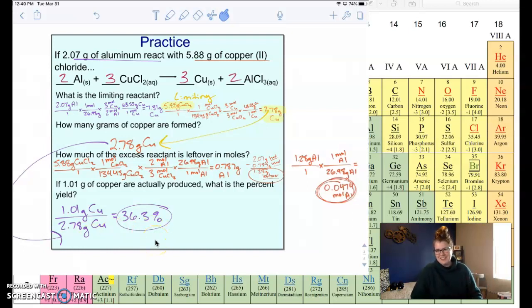So if you actually did this in real life, that's not an awesome percent yield. And clearly you made less than what you should have made. Maybe you dropped something, or maybe the reaction didn't fully take place, or there was some left in the beaker when you poured it out. There's a lot of things that could have happened there, but that lets you know that that wasn't the best thing.